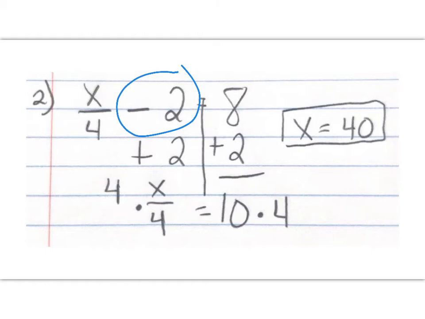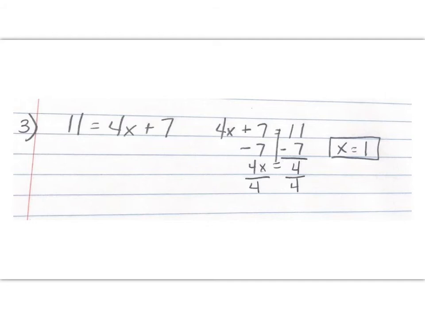Now we're going to carry down the x over 4 equals 10. So we have x over 4 equals 10. Anytime we see this fraction bar, we know that means division. So I'm going to multiply each side by 4, and you get x equals 40. So x equals 40.